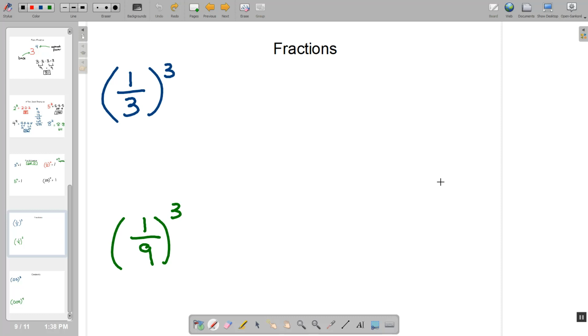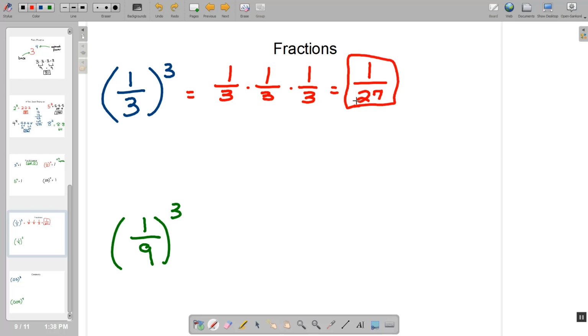Fractions work just like whole numbers do. You are taking the base, which is a third, and you are multiplying it times the top a certain number of times. So in this case, it'd be 1/3 times 1/3 times 1/3, which ends up being 1/27. Another way to think of this problem is you can take the exponent and kind of distribute it to each number on the inside. So you end up getting 1 cubed over 3 cubed, which ends up being the exact same thing we got. So you can think about it both ways.